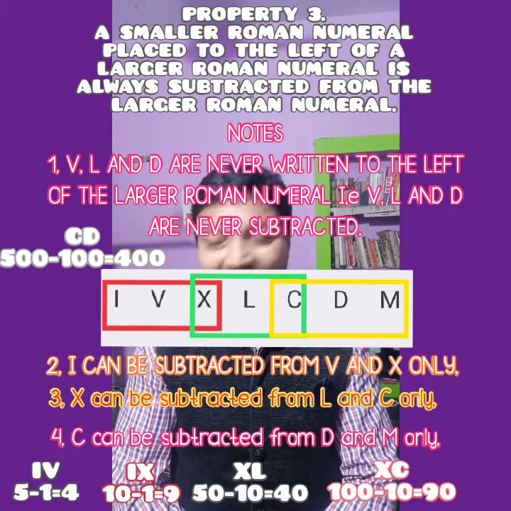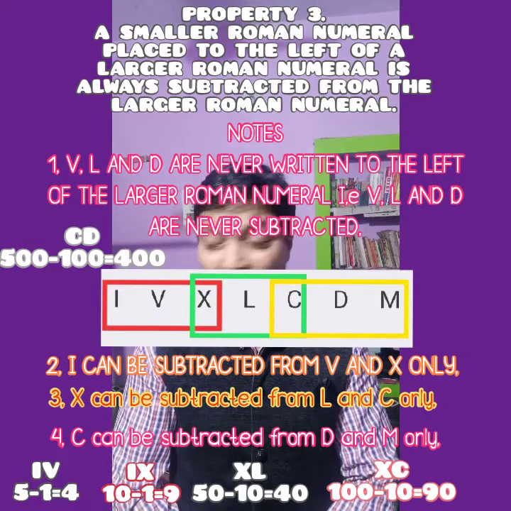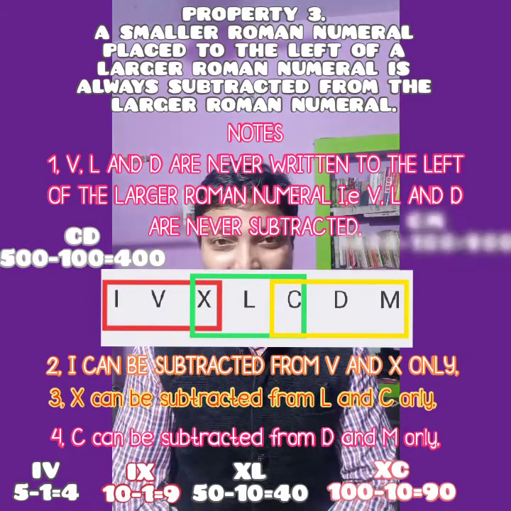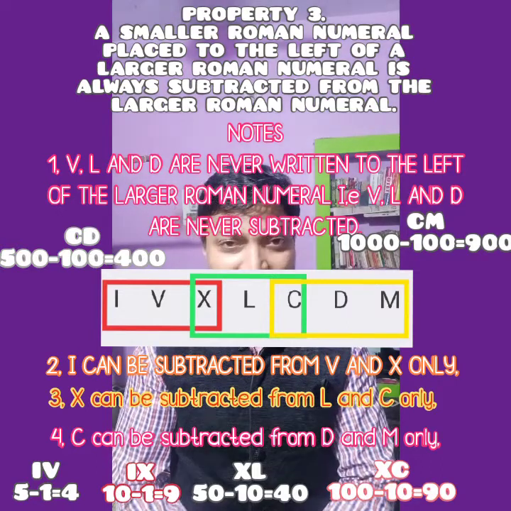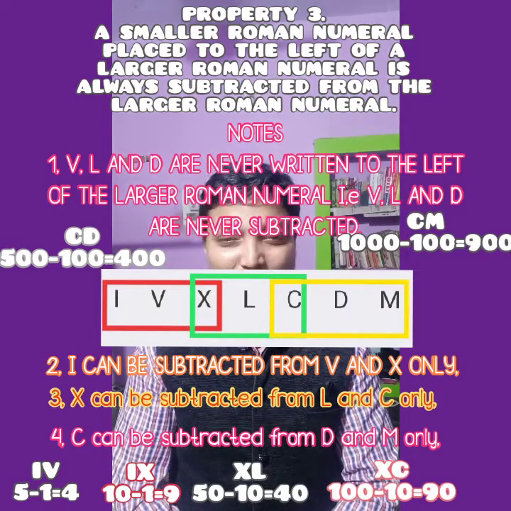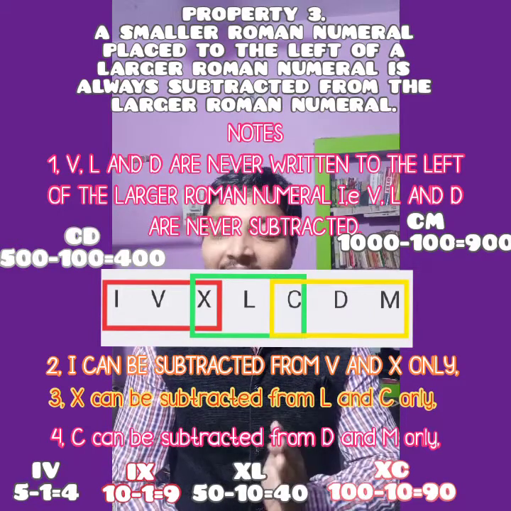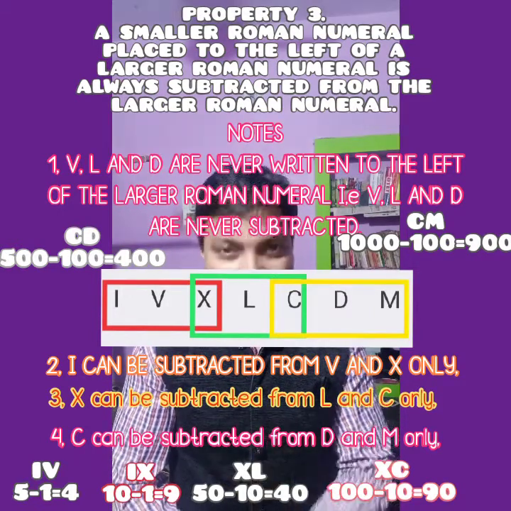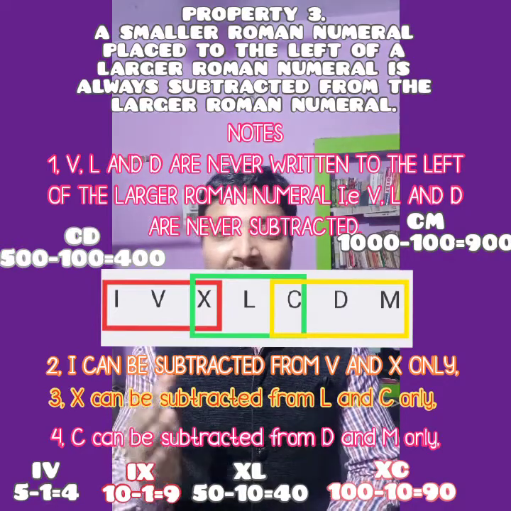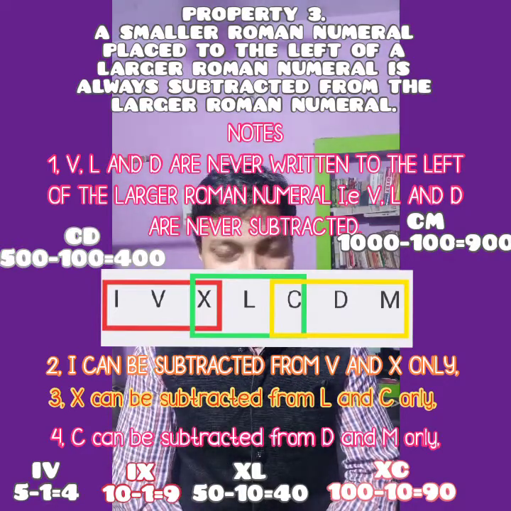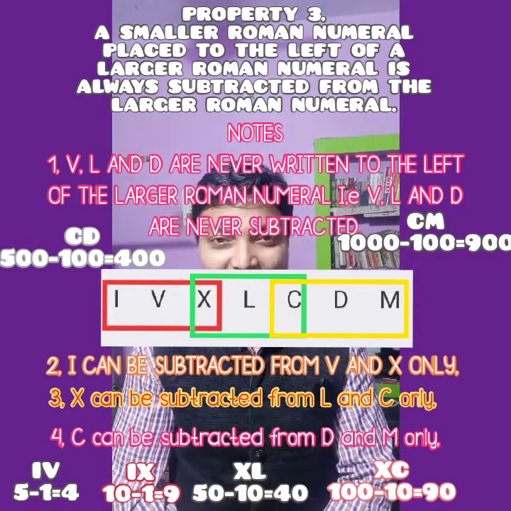Okay, and another one is CM. C means century, 100, and M means 1000. It means C is written to the left side of M, which is 1000. So from 1000, 100 is to be subtracted, which gives us 900. Is it okay? Perfectly understood?